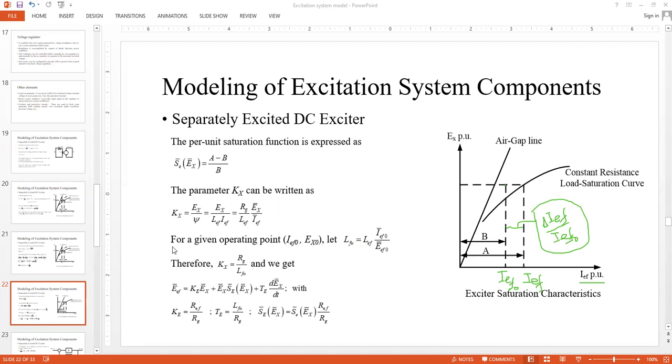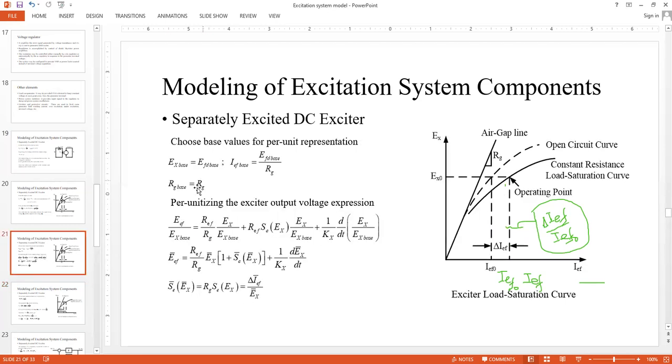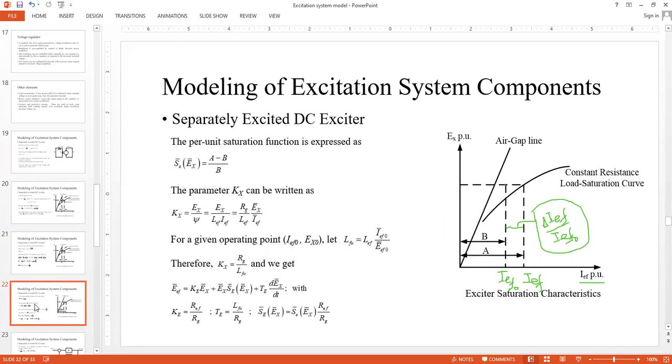So what you have to do, you have to simply take the corresponding base values. What is the Ex base? Ex base is EFD base. What is IF base? You see there is an additional Rg. Okay. So when you divide Ex base and Ief base, you get an additional Rg. So this is the additional Rg over here when you take the per unitization for these two, and Lef remains there.